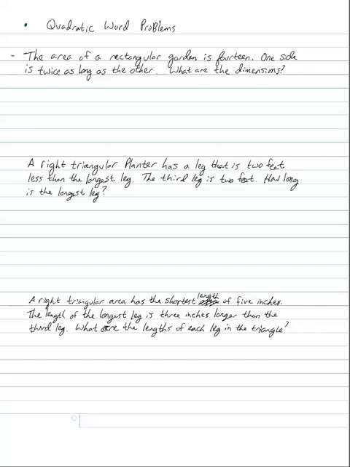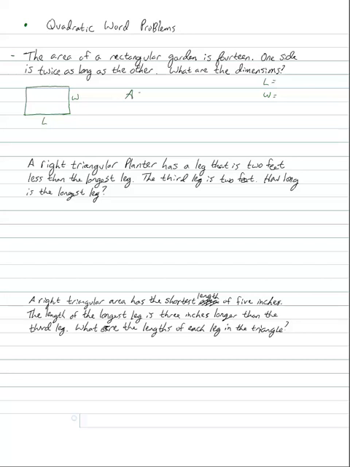One side is twice as long as the other. What are their dimensions? So I have a rectangular garden, and I know the area is 14. I know when I have a rectangle, I usually have two dimensions, length and width. So when it's saying what are the dimensions, I'm trying to find out what L is and what W is. So remember, we always want to know what we're looking for.